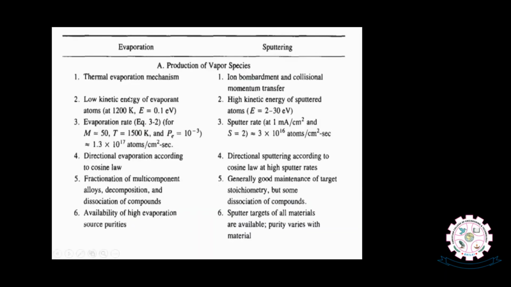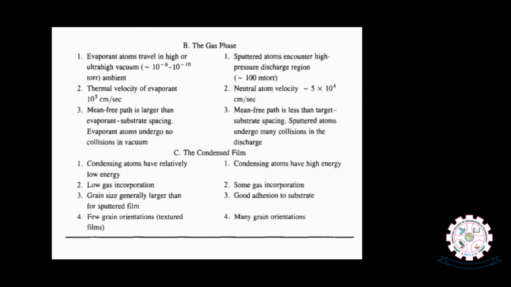The physical mechanism used here is ion bombardment, and momentum transfer is the main thing. In the case of evaporation, you have a very low kinetic energy, but in this case, you have very high kinetic energy. High source purities are possible in evaporation, but since you are introducing gases in sputtering, there may be slightly less purity. But the adhesion is much better in the case of sputtering compared to the thermal evaporation technique, a PVD physical vapor deposition technique.